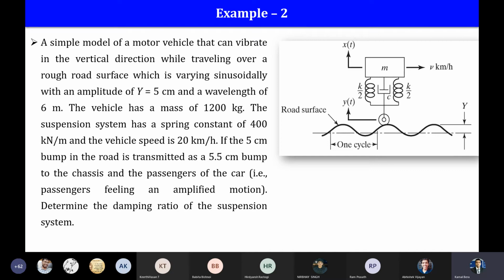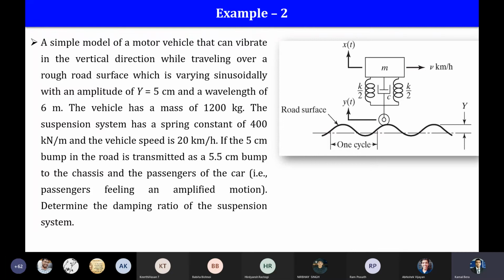Okay, so what is happening here? It's a very simple model, one of the simplest models of a car, right? Vehicle mass is moving at a velocity of v km/h. The suspension system is modeled by a spring stiffness K and viscous damping C. And the bump in the road is idealized as a sinusoidal bump with amplitude Y.